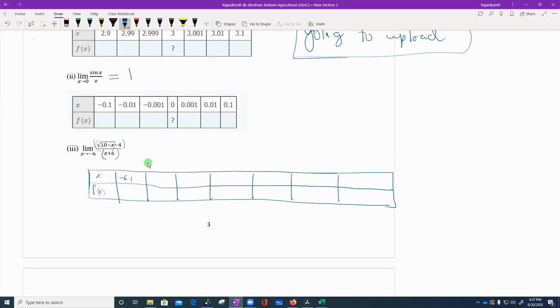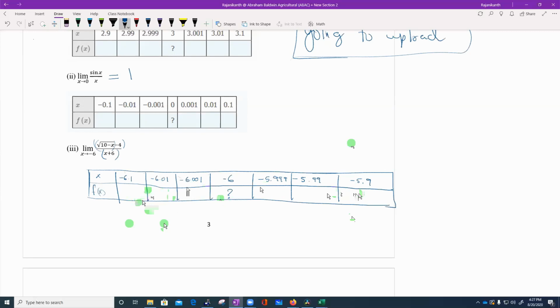-6.1, -6.01, -6.001, and this is the actual value we need to figure out at -6. We don't know, we need to figure out. And from the right side of -6, take -5.999, then -5.99, then -5.9. Okay, then your task is to complete all the blanks and check your answer.